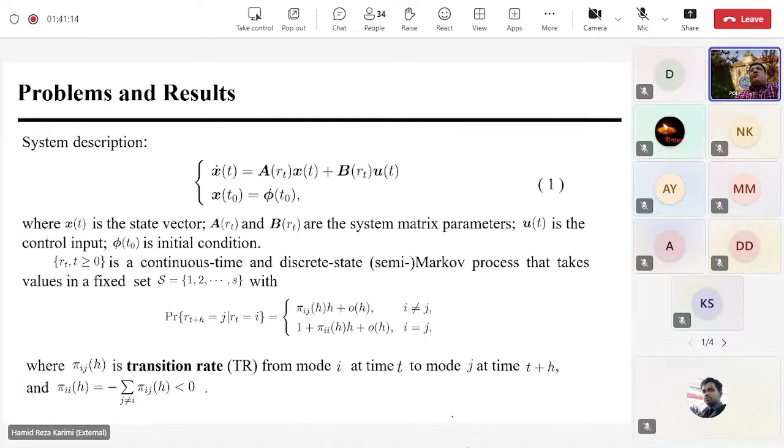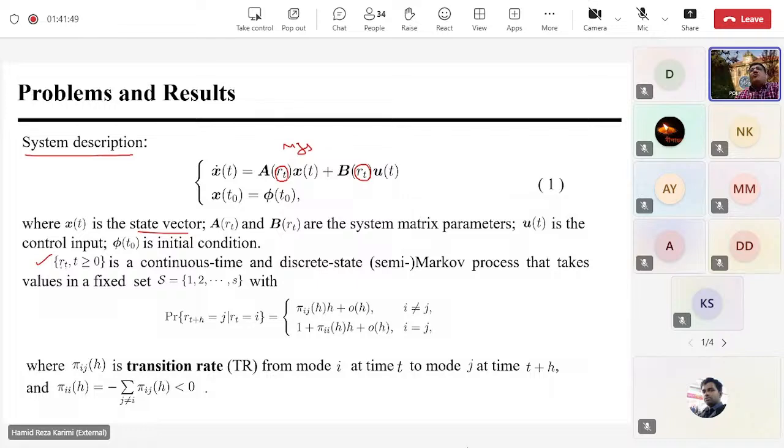So let's go back to the problem. For the system description, x dot is A x plus B u, and this is your initial condition. But you can see that the matrix A depends on r(t), and the matrix B depends on r(t). So this system is the Markov jump system, x is a state vector, A and B are the system matrices, and u(t) is the control signal. This is the important part.